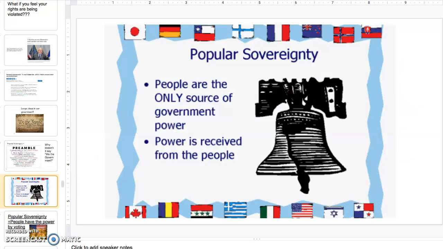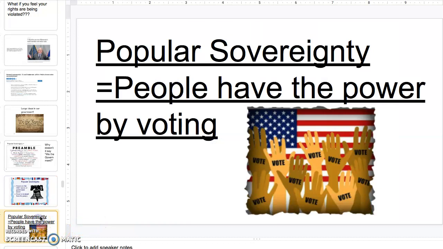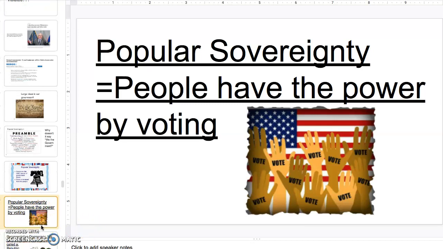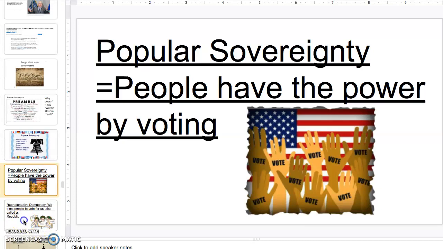So we really hold on to this idea of what we call popular sovereignty in our country. People are the only source of government power. Power is received from the people, and if we don't like what the government is doing, we take the power away from those people in the government. So this is your first note that you're going to fill in: popular sovereignty. People have the power, and we get that power by voting for our representatives.